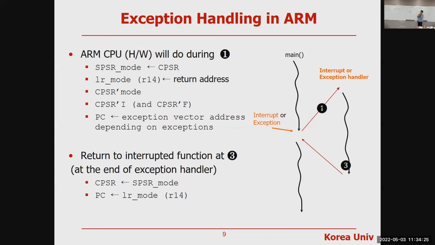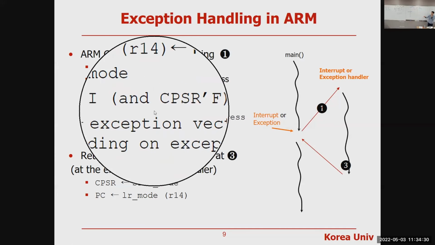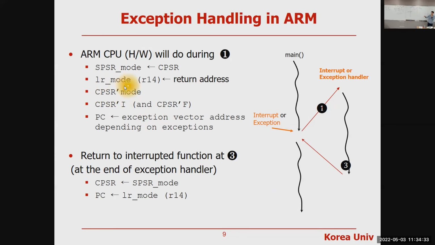So last one, take a look at that. This third bullet, the mode bit will be changed. So before you change the mode bit, CPSR should be saved. And the second operation the hardware is doing: the return location. The CPU should save this return location. And only the CPU, the hardware, knows that return location. Think about that. The software does not know.